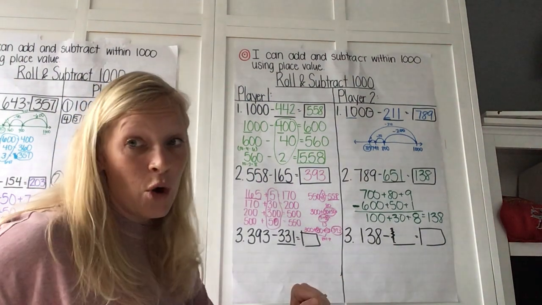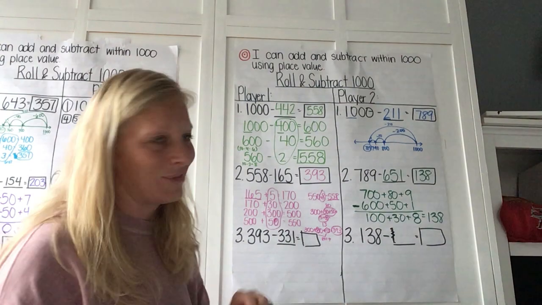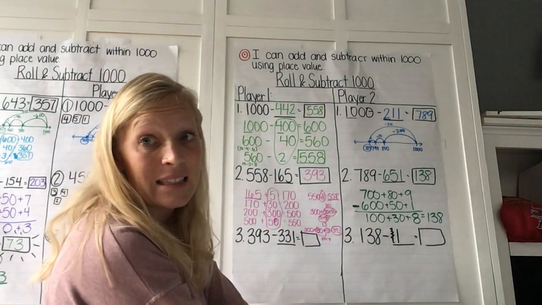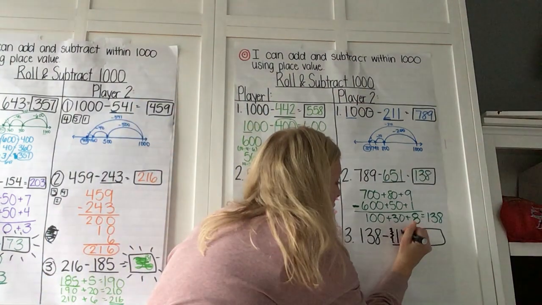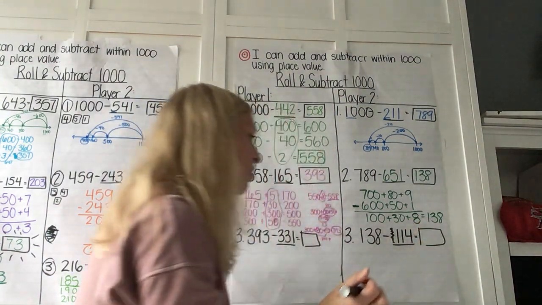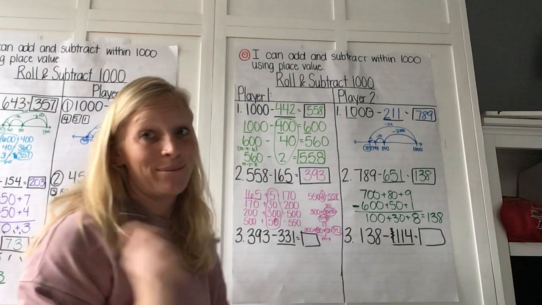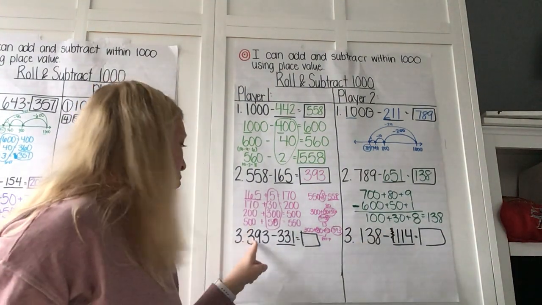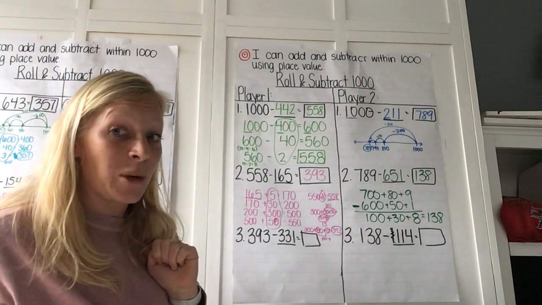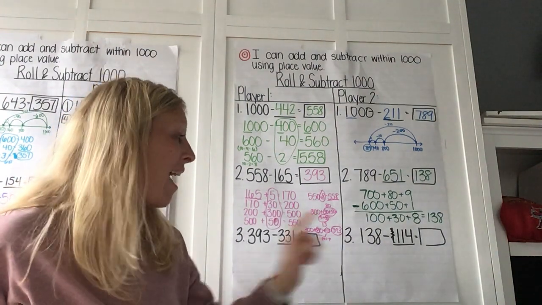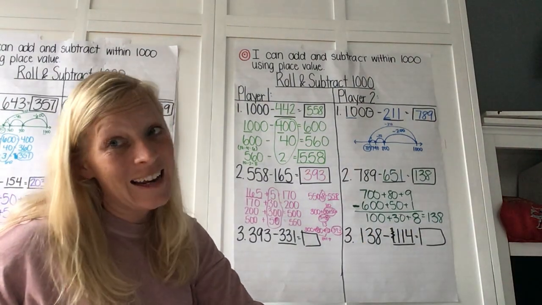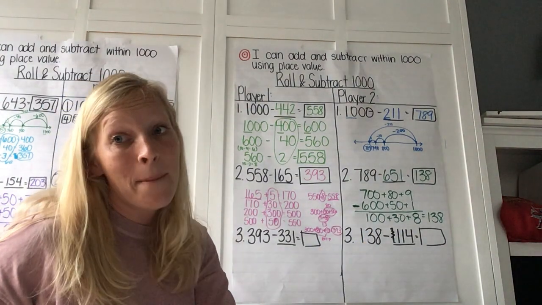So, can you put a 4 in the ones place or the hundreds place? No. All right, so you're going to do a 1. Can you put a 4 in the tens place? No. So you're going to do a 114. All right. You guys ready for this? You're solving both of these. 393 minus 331. And then we're going to find that unknown. And then we're going to say 138 minus 114 equals blank.